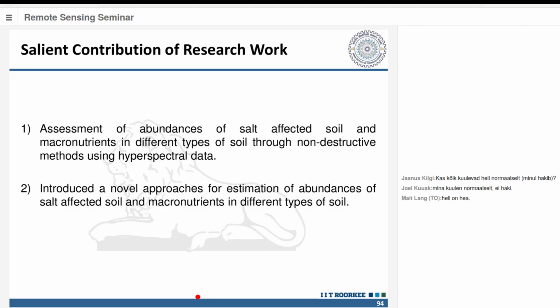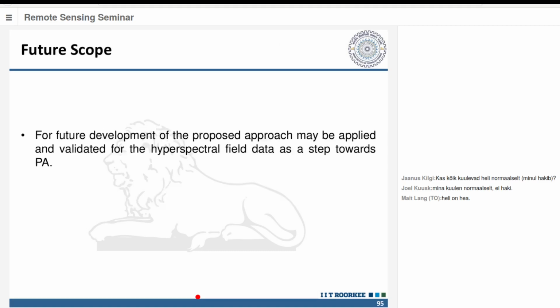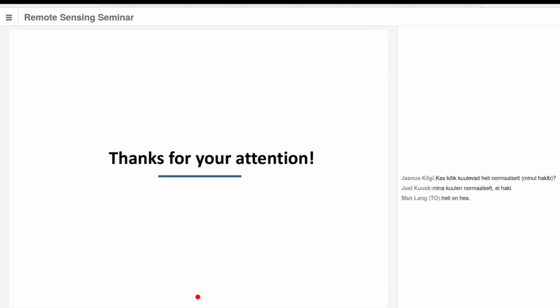The salient contribution of this research work is the assessment of abundances of salt-affected soil and micronutrients in different types of soil through non-destructive methods using hyperspectral data, introducing a novel approach for estimation of abundances of salt-affected soil and micronutrients in different types of soil. For future scope, the proposed approach may be applied and validated for hyperspectral field data as a step towards precision agriculture.